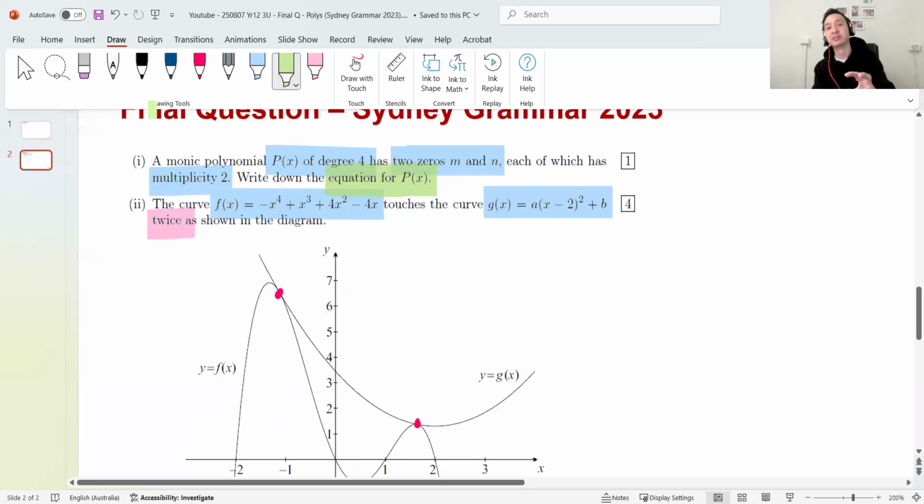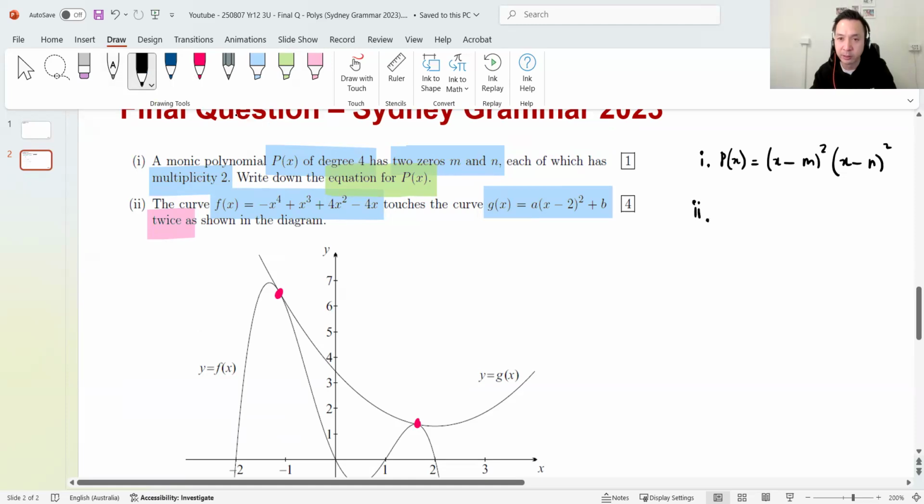So the blue is fact, the green is the question, and pink is any sort of special information, for those that are wondering about the color code. Part 1, guys: if a polynomial has degree 4, quite simply, m is a double root, n is a double root, and we move on. Nothing to see there. Pretty straightforward double root.